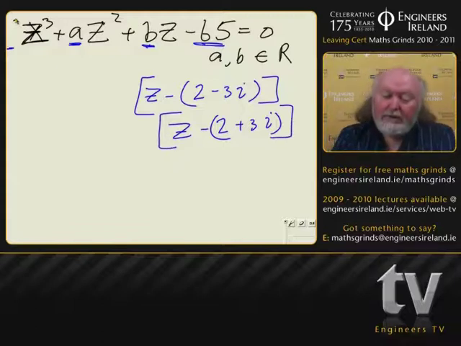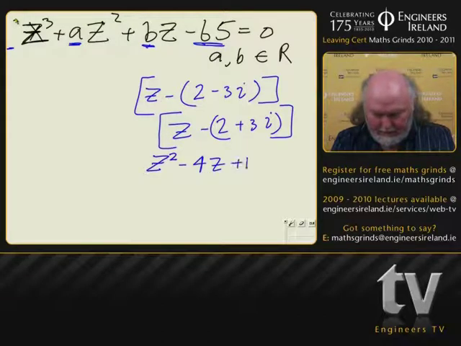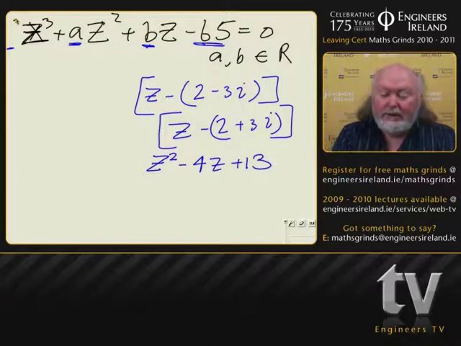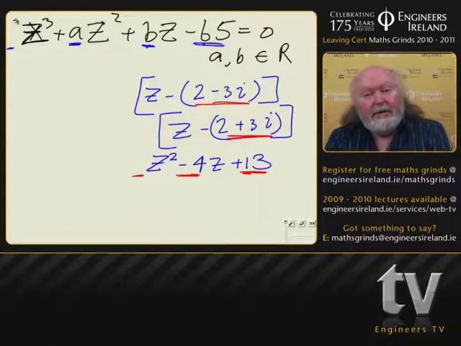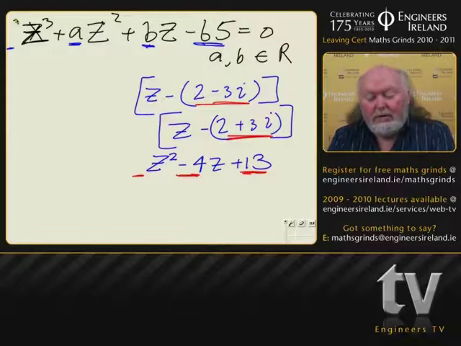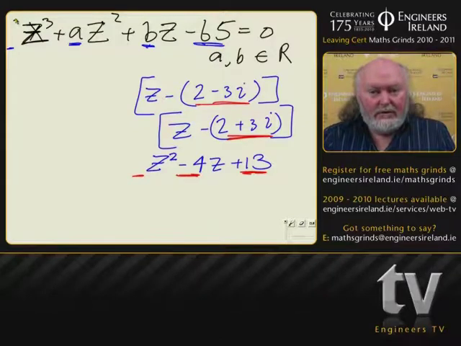So I can multiply those two together and I will get z squared minus 4z plus 13. Now please notice again: real, real, real. Why? Because that and that are conjugates. Conjugate roots produce quadratic and cubic equations, etc. that have the characteristic that each of the constants are real.